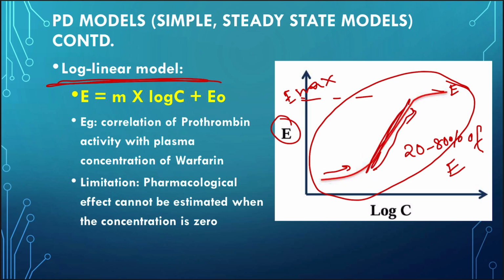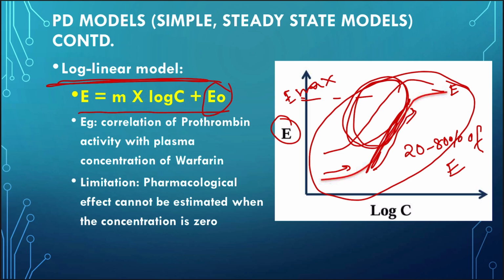Once this area is crossed, then whenever we increase the drug, the effect increases very slowly. That's why we get a sigmoid shaped graph. In the 20 to 80% range of the maximum effect, the model reduces to the linear model. And what is the equation for the log linear model? E equals M into log C plus E naught.